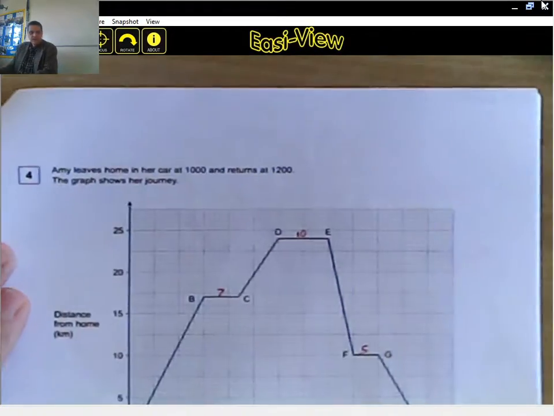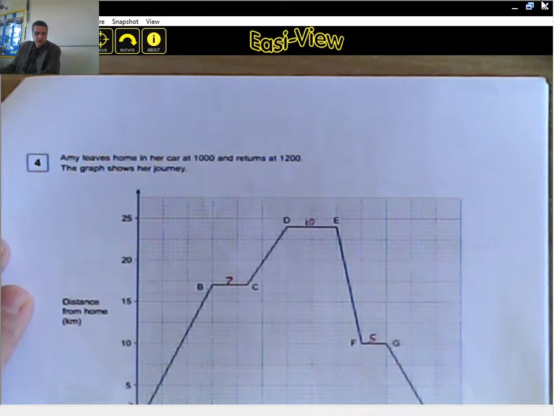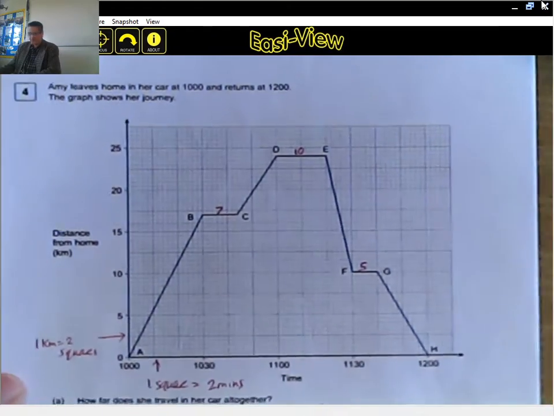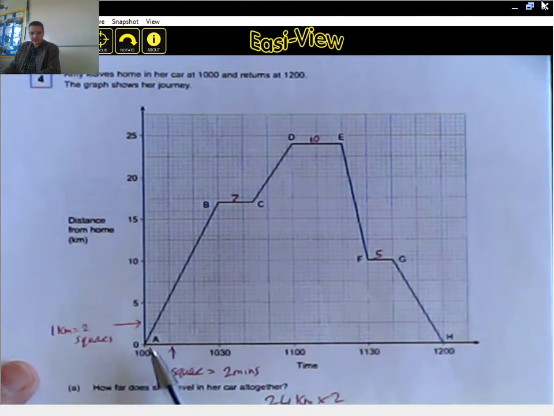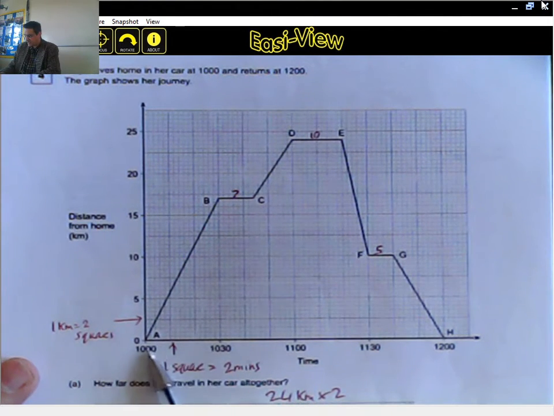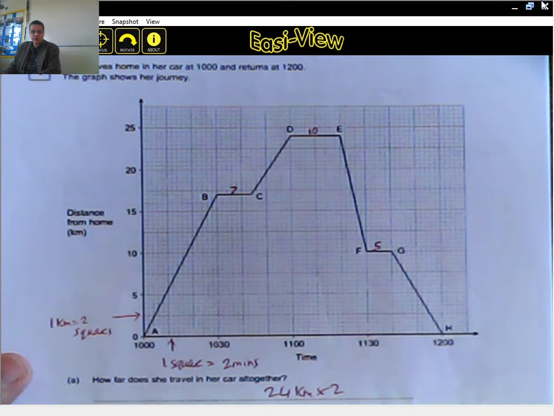Question 4. This is Amy. Amy leaves home in her car at 10 o'clock and returns at noon. Alright, graph shows her journey. So I've got A to B, B to C, etc. And I've worked out earlier that from 10 to 10:30 there's 15 little squares. 15 little squares for 30 minutes. One square is worth 2 minutes.